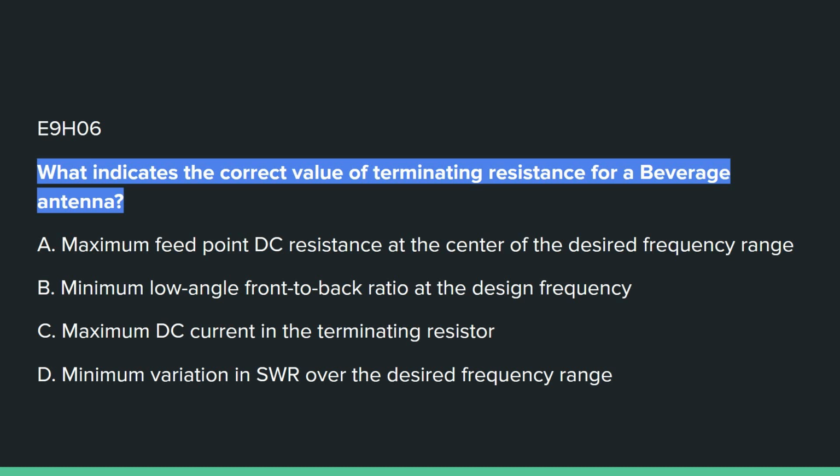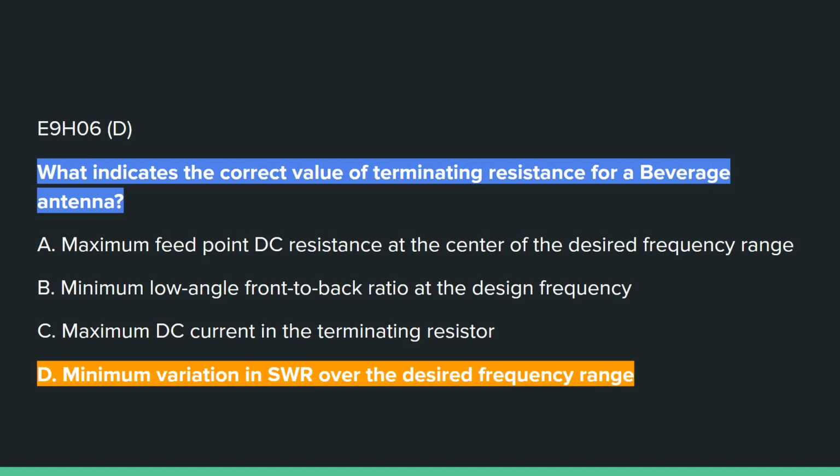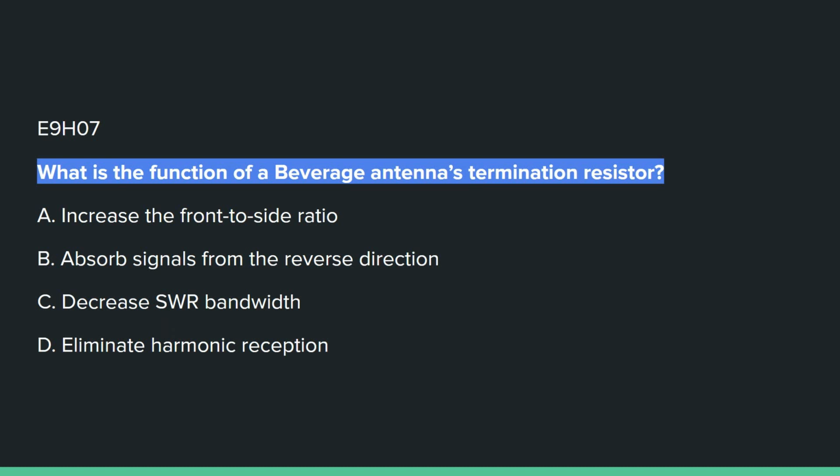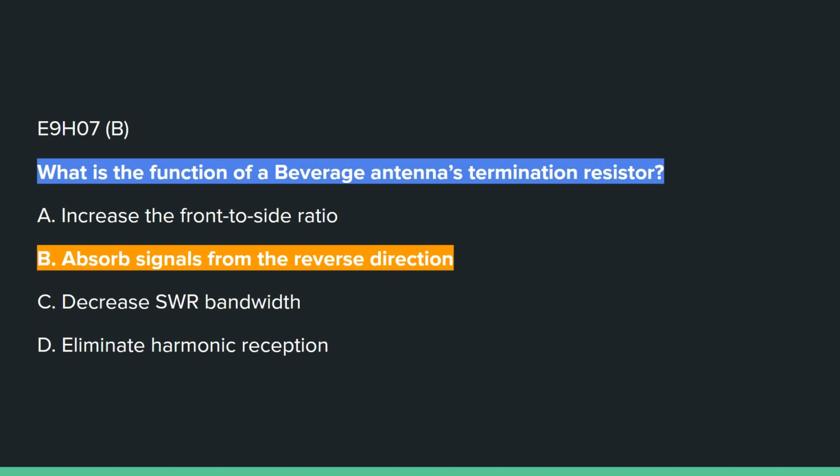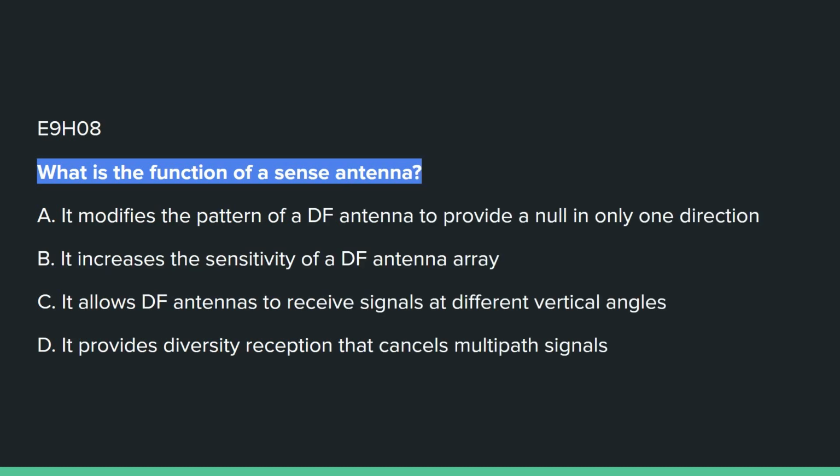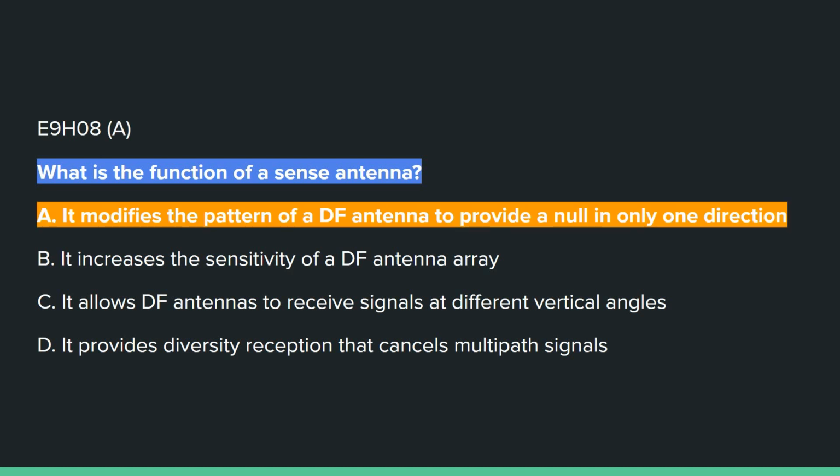E9H06, what indicates the correct value of terminating resistance for a beverage antenna? D. Minimum variation in SWR over the desired frequency range. E9H07, what is the function of a beverage antenna's termination resistor? B. Absorb signals from the reverse direction. E9H08, what is the function of a sense antenna? A. It modifies the pattern of a DF antenna to provide a null in only one direction.